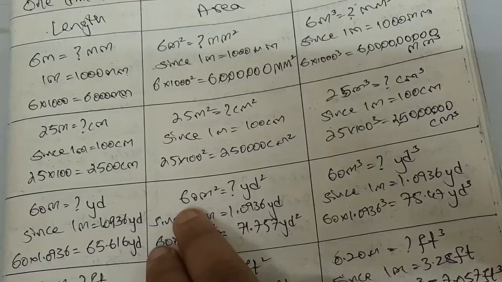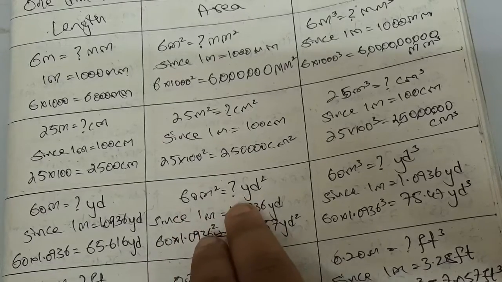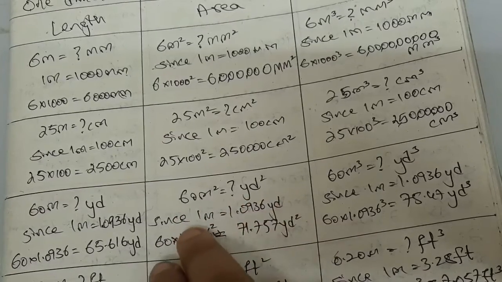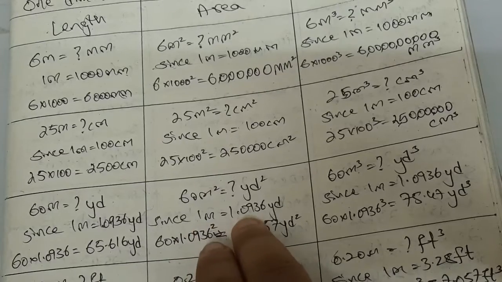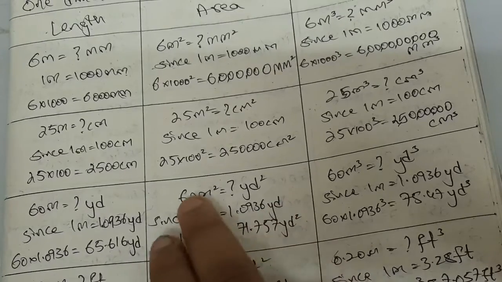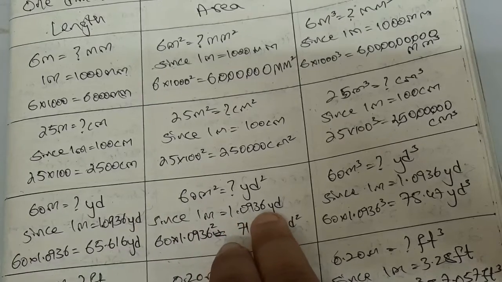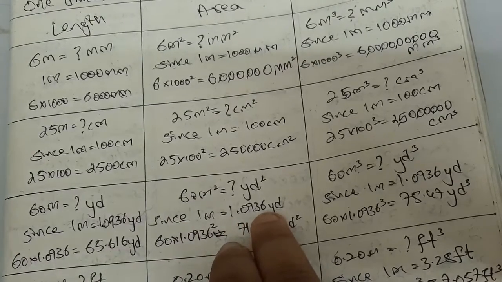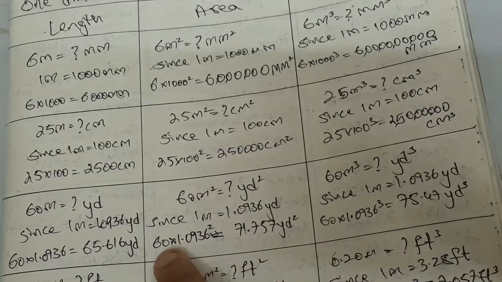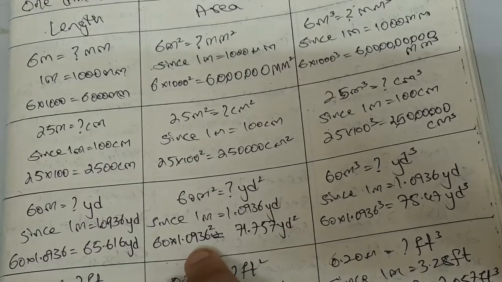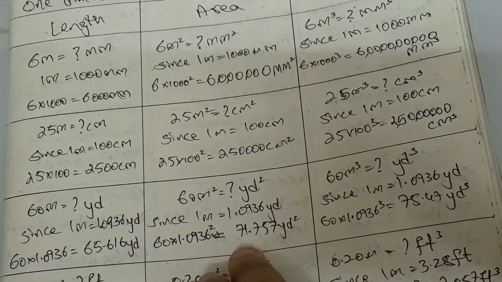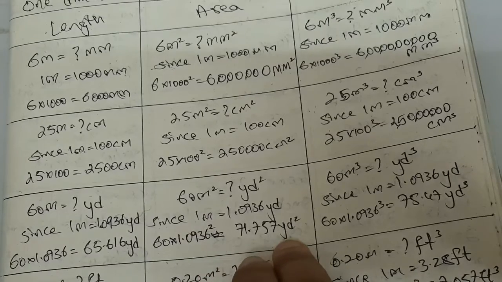Now in the two dimension we have 60 meter square is equal to how many yards square? So since 1 meter is equal to 1.0936 yards, we multiply 60 with 1.0936 square. Since it's a two dimension, 60 into 1.0936 square gives us 71.757 yard square.